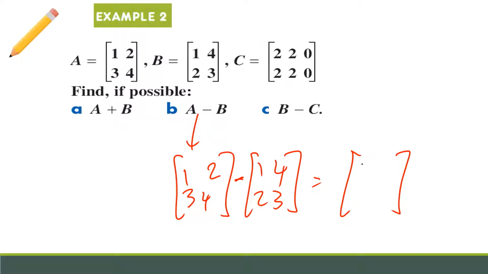1 minus 1 is 0. 2 minus 4 is -2. 3 minus 2 is 1. 4 minus 3 is 1. That gives you your final matrix. And again, of course, you can't subtract B from C because they're different sizes.